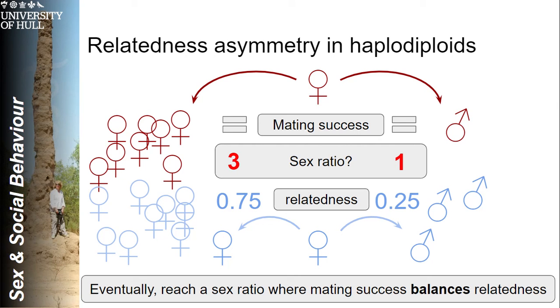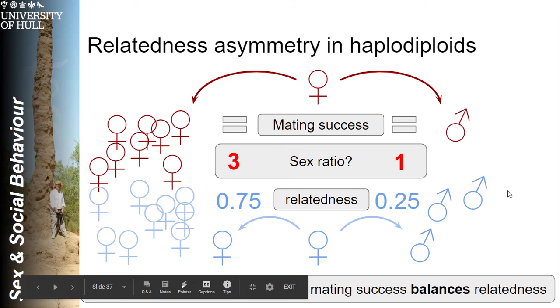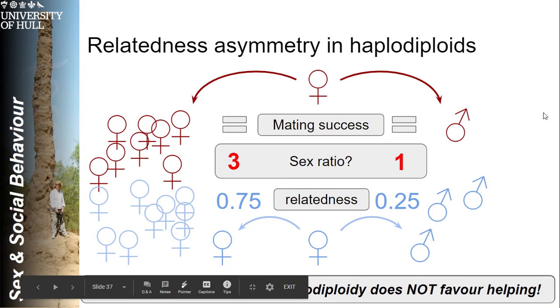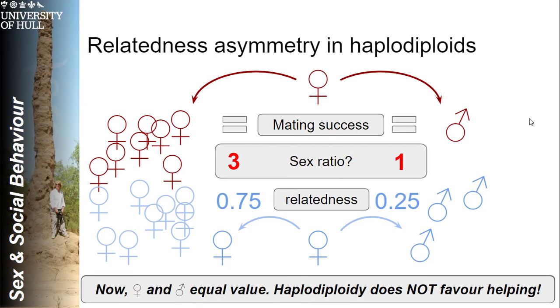That sex ratio is 3 to 1: 3 females to 1 male. And at that point, males and females are again equally valuable to the workers. Particular male and female are now of equal value again, and there's no particular advantage towards helping at all. So in that case, haplodiploidy does not favour helping, even if your female is singly mated.